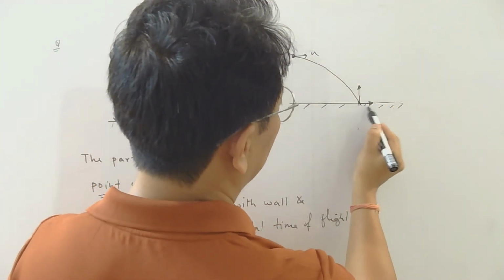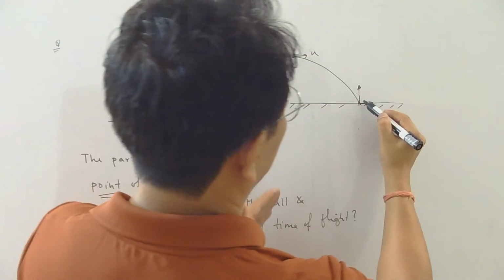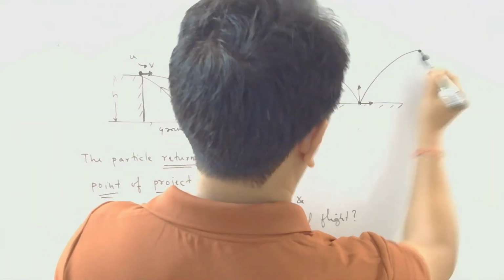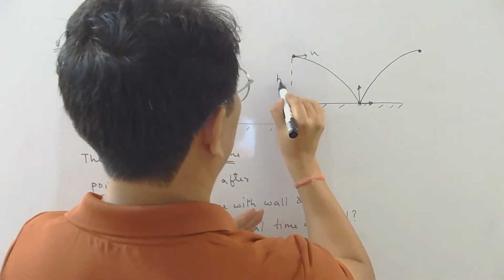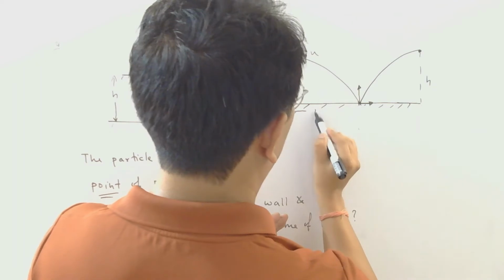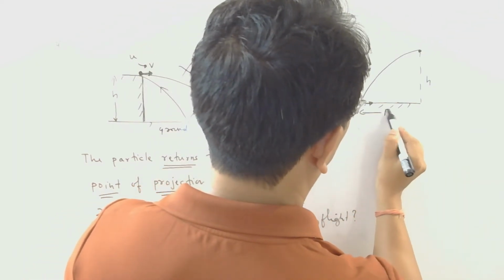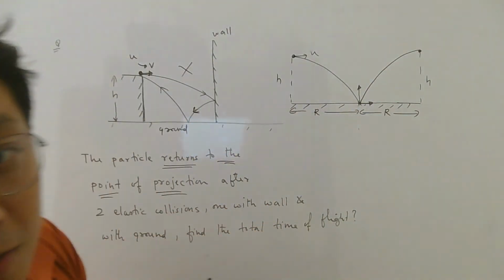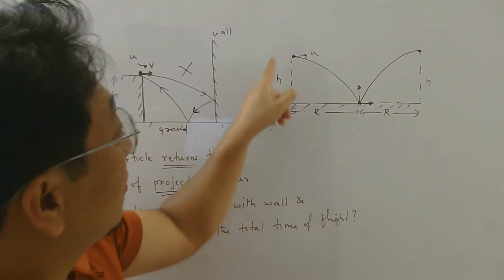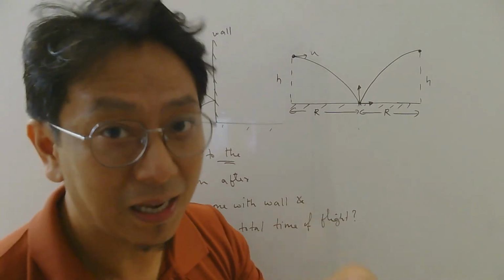And with this velocity, it will travel the same horizontal distance. So therefore it will go up to here. If this is h, this will be h by symmetry. And if this is r, this will be r. So this is how the motion will look symmetrical if the collision with the floor is elastic.